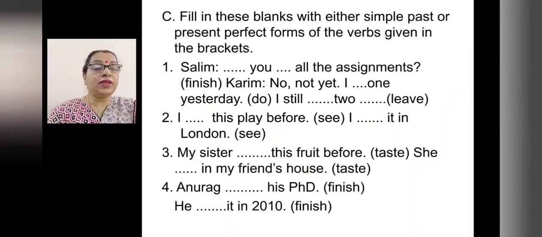Now let's see. Fill in these blanks with either simple past or present perfect forms of the verbs given in the brackets. Salim, dash you dash all the assignments? Finish is given. Karim, no, not yet. I dash one yesterday. Do is given in the bracket. I still dash two dash. Leave is given in the bracket. What will come? You have to think. Start writing the answers. I dash this play before. See is given in the bracket. I dash it in London.